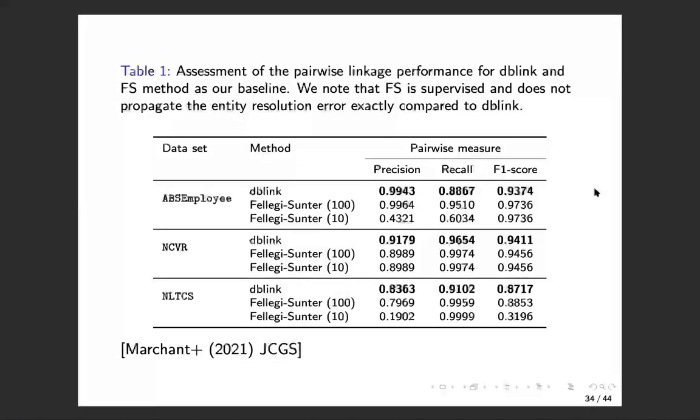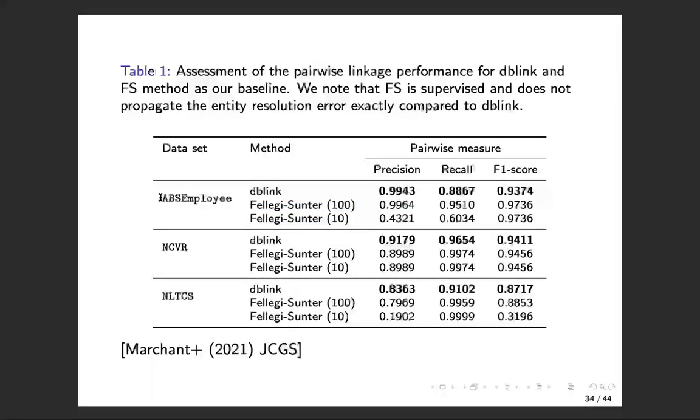We can also assess the pairwise linkage performance of de-blink versus the original Fulgin-Center method. Here we're looking at the pairwise precision, recall, and an aggregate of these, the F1 score. I'm comparing this to Fulgin-Center, where I'm giving it as small an amount of training data as possible. Of course, the comparison is completely unfair because with Fulgin-Center, I'm giving it training data.